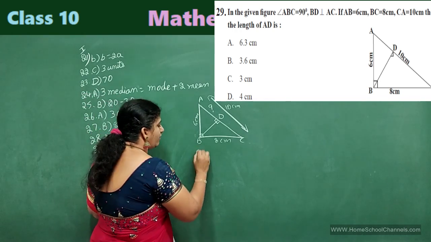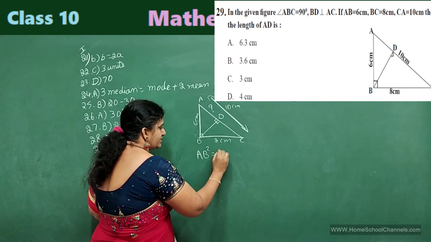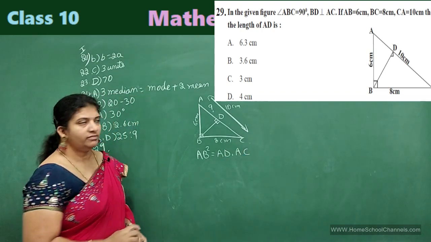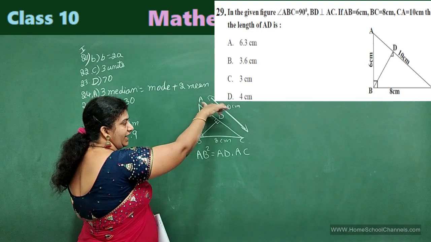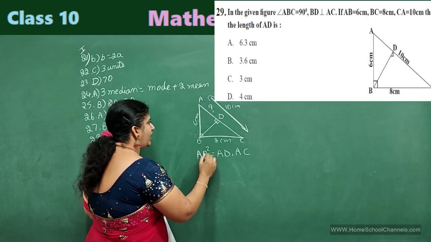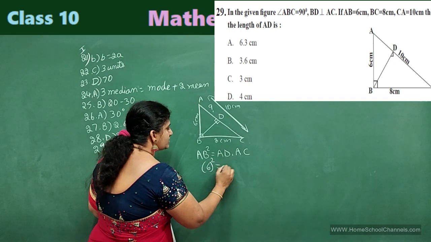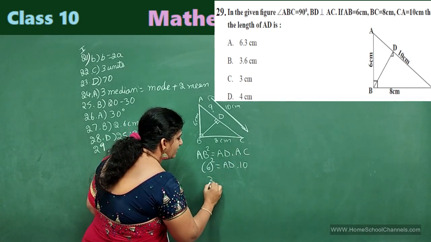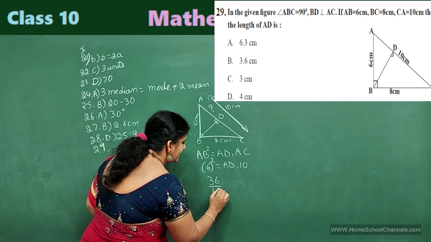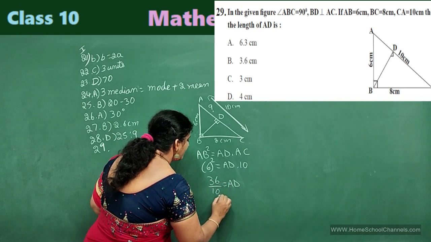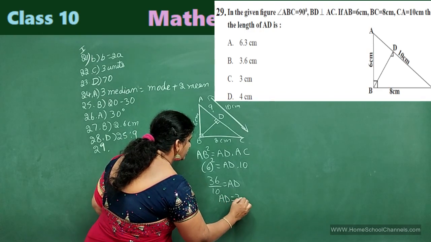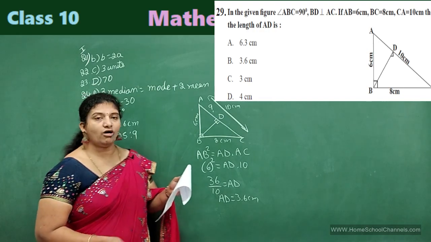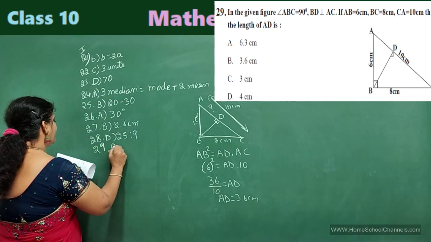I can remember a formula. AB square is equal to AD into AC. Do you remember? AB square is equal to AD into AC. Substitute now. AB value is 6. 6 whole square is equal to AD into AC value is 10. 6 6s are 36. Send this 10 this side, 36 by 10 is equal to AD. That means AD is equal to 3.6 centimeters. Check the answer. Option B, 3.6 centimeters.